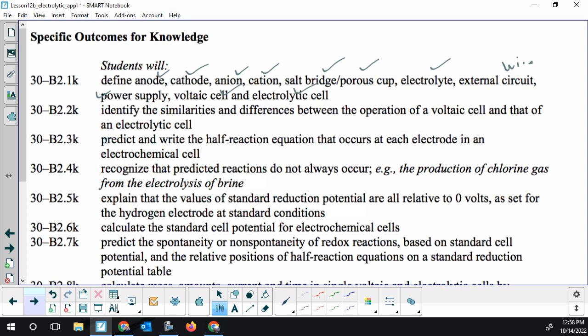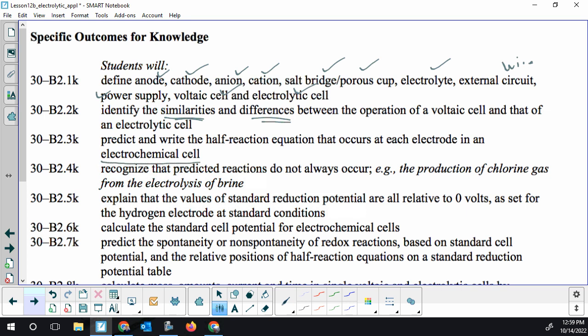I've mentioned a few times, it's a specific outcome. You should know the similarities and the differences between voltaic and electrolytic cells. It's not a secret that that's going to be on your diploma. It's one of the outcomes in this course. Probably on your test. Predict and write half reactions that occur at each electrode in an electrochemical cell. We've done lots of that.